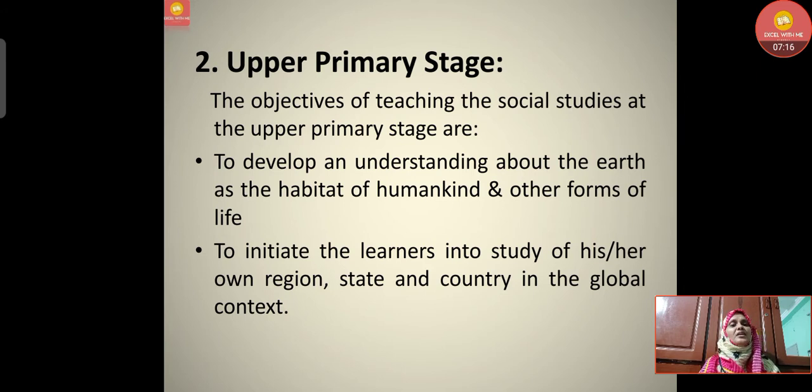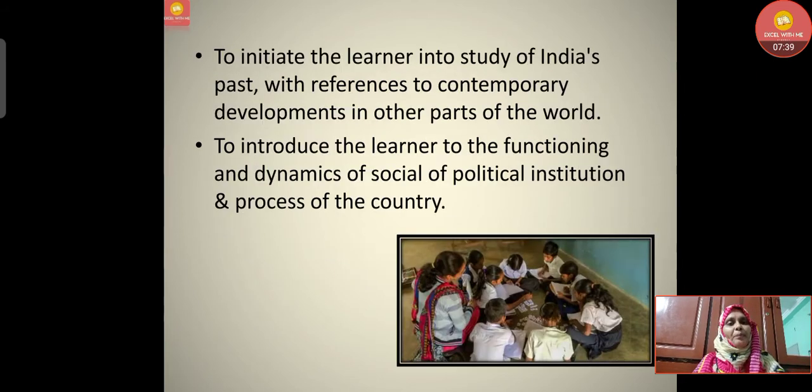Then to initiate the learners into the study of his or her own region, state and country in the global context. In the global context, this social sciences teaching will initiate them to see where is their region, where is their state, then country. In the different stages, they will understand different themes and topics. Then to initiate the learner into the study of India's past with reference to the contemporary. So in the 6th class itself, the students will have history, geography and civics.